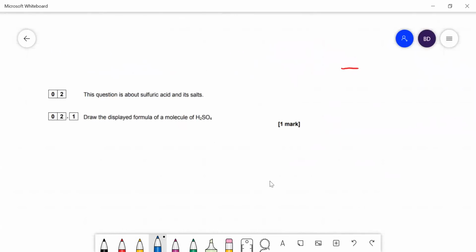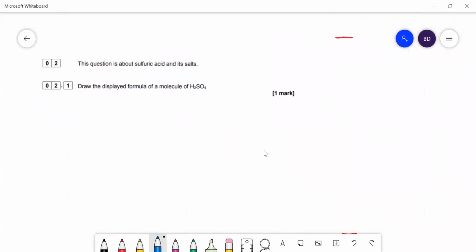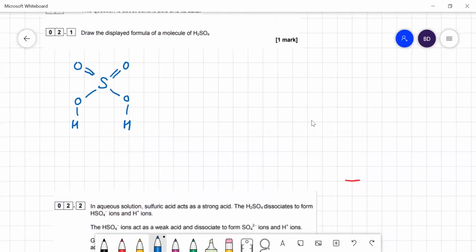Okay, now sulfuric acid and its salts. Draw the displayed formula of a molecule of H2SO4. This comes up in organic chemistry and in inorganic chemistry, so you should know the bonding in sulfuric acid. We use sulfuric acid a lot in, for example, electrophilic addition of alkenes, and you need to know the displayed formula of sulfuric acid to be able to draw the mechanism for that. Okay, right, there we go. 1 mark for that. Sulfur forming 6 bonds there.